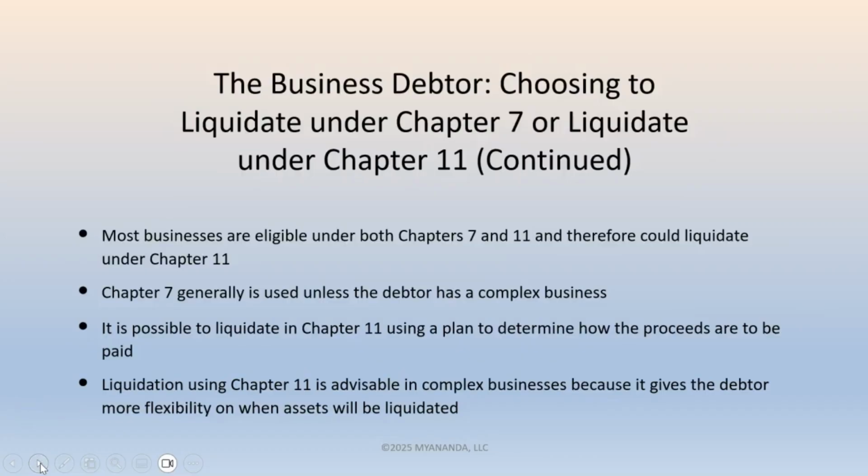Choosing to liquidate under Chapter 7 or under Chapter 11, again, we're going to touch that. Most businesses are eligible under both Chapters 7 and 11, and therefore could liquidate under Chapter 11. And Chapter 7 generally is used unless the debtor has a complex business. So it's possible to liquidate in Chapter 11 using a plan to determine how the proceeds are to be paid. And liquidation using Chapter 11 is advisable in complex businesses because it gives the debtor more flexibility on when assets will be liquidated.